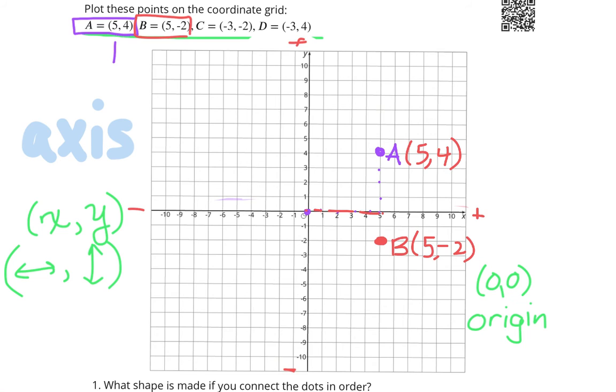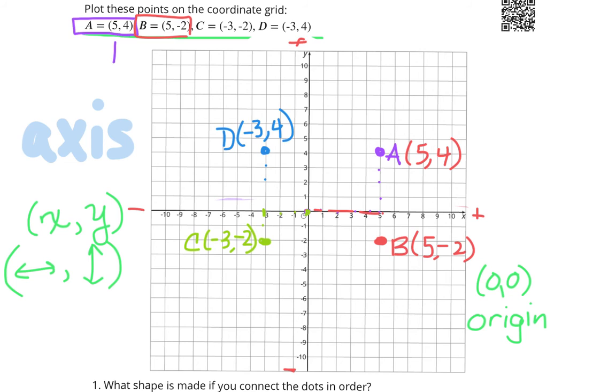Point C is at negative 3, negative 2. So again, I go back to the origin. I go 1, 2, 3 in the negative x direction, so that's back this way. And then negative 2 in the y direction. There's my point. Point C, negative 3, negative 2. And then my last point is point D, which is at 3, 5. Oh, sorry, not even close. Negative 3, 4. Negative 3 in the x direction, 1, 2, 3, 4 in the y direction. That's my point D, negative 3, 4.